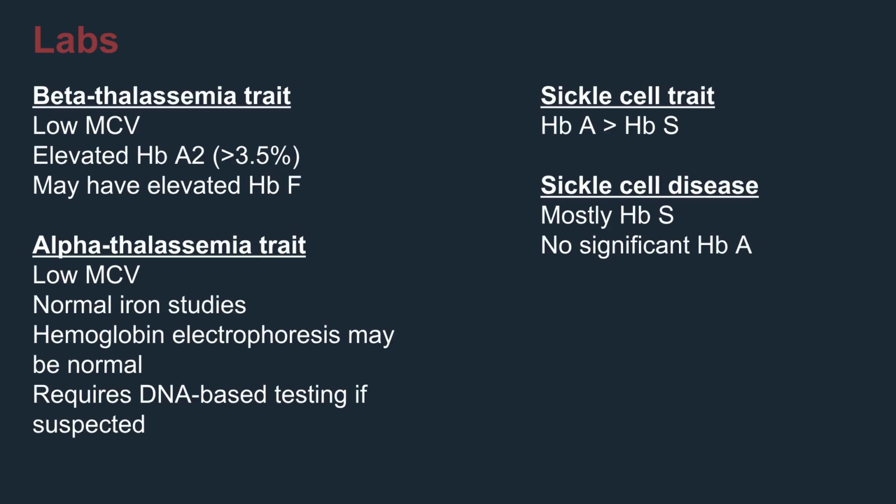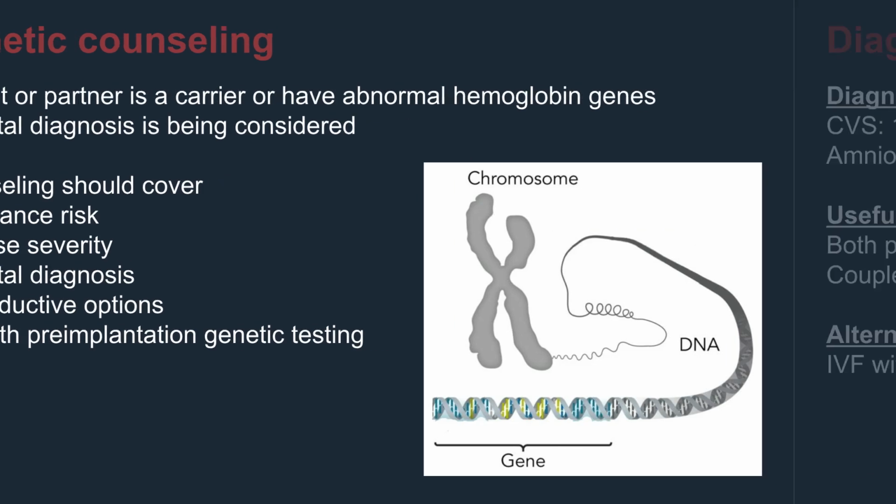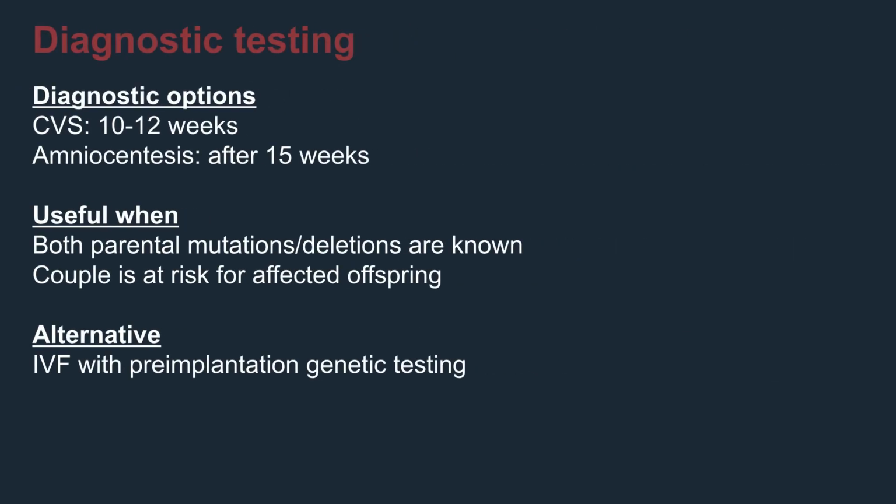HbAS has more A than S. HbSS is mostly S and essentially no normal adult hemoglobin A. For screening, it helps to stratify fetal risk. If both parents are carriers, the next step is genetic counseling, which should cover inheritance, disease severity, prenatal diagnosis, and reproductive options. Your two diagnostic tests are CVS at 10 to 12 weeks and amniocentesis after 15 weeks.